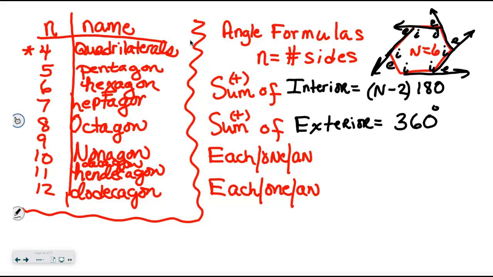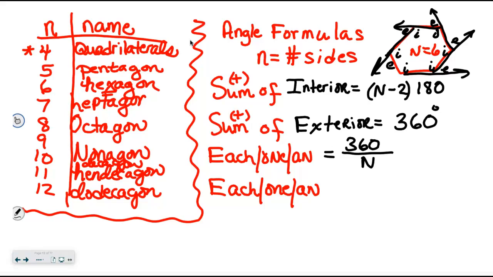So, for example, on this one, if I wanted to know what each of these exterior angles were, well, if they add up to 360, and there's 6 of them, I would just divide by 6. So each one of these is 60 degrees. Fairly straightforward, too. The exterior was easy to work with.